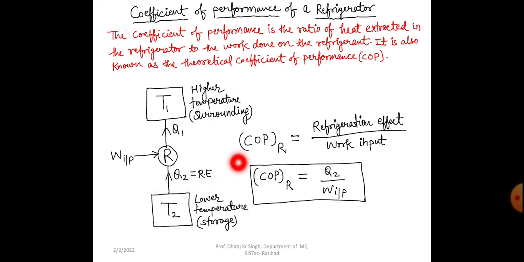So we have the formula: coefficient of performance of refrigerator is equal to the refrigeration effect. What kind of refrigeration effect is being created here? Q2 is also known as the refrigeration effect. We have already seen this in the last slide. So COP of refrigerator equals refrigeration effect divided by work input. So Q2 divided by WIP is our COP of refrigerator.